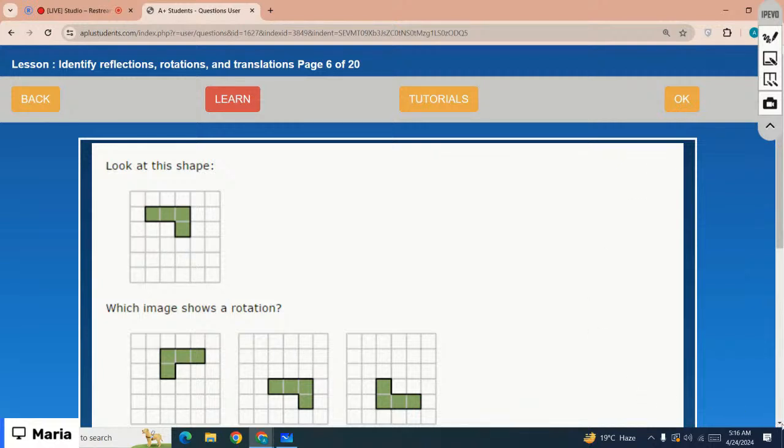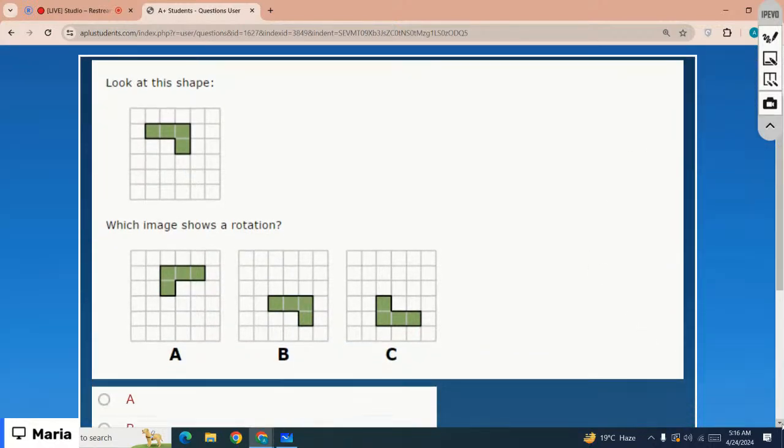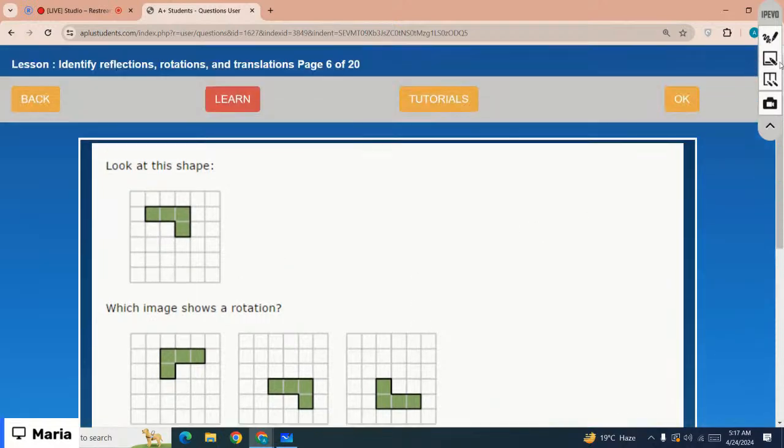Which image shows a reflection? Which is the correct option? Sorry, rotation. C is the reflection, B is the translation, then A is the rotation. The correct option is A, the rotation.